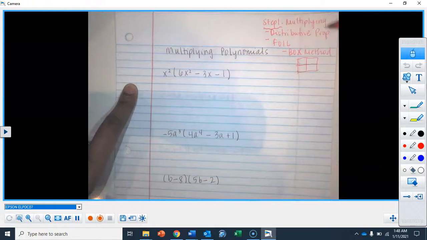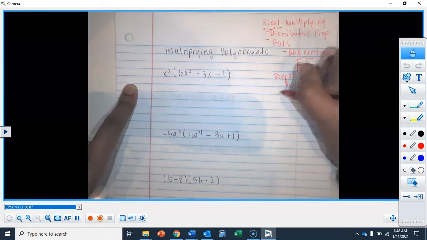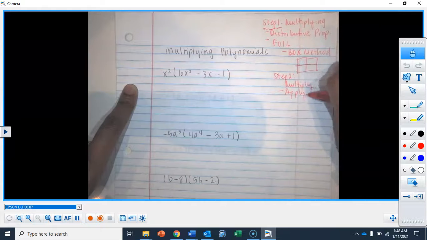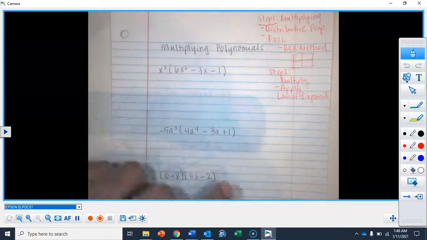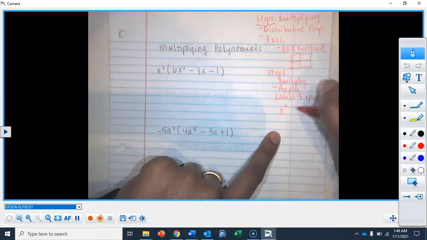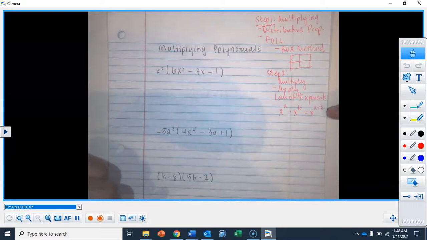So again, step one is you do one of these 3 types of multiplication methods, and let me also tell you what step 2 is real quick. Step 2 is that after you multiply, you have to apply the law of exponents. If you're multiplying powers with the same base and different powers, let me just go over that. A base with a power times the same base with a different power, you do addition. That's the biggest one that we see.